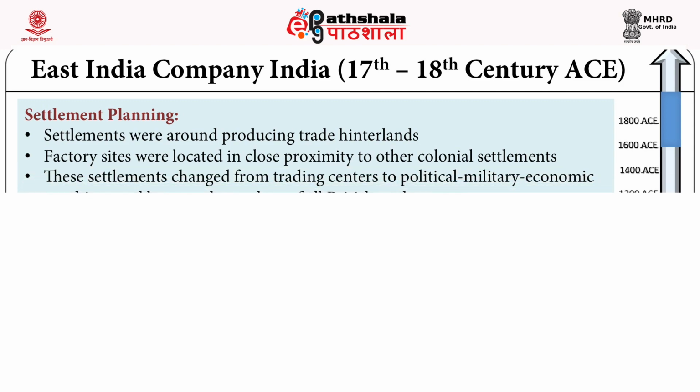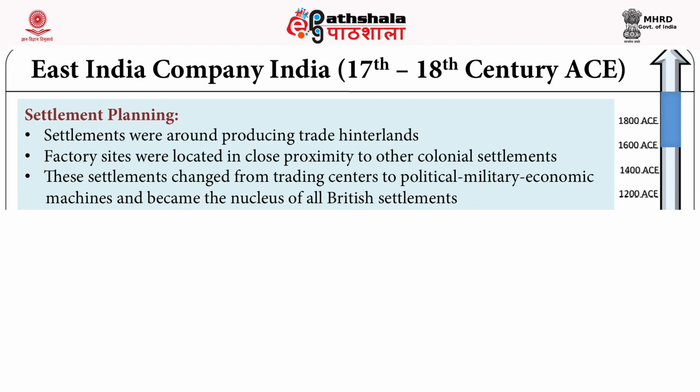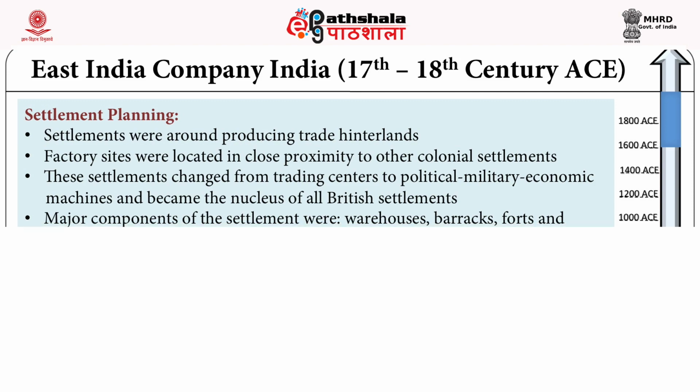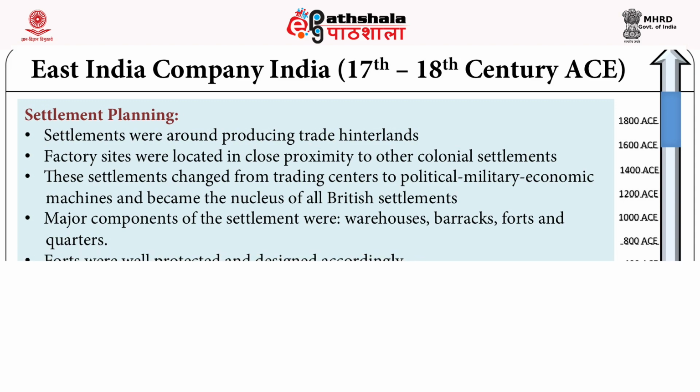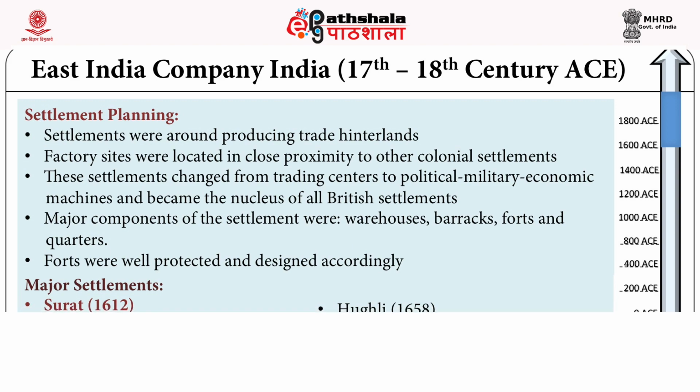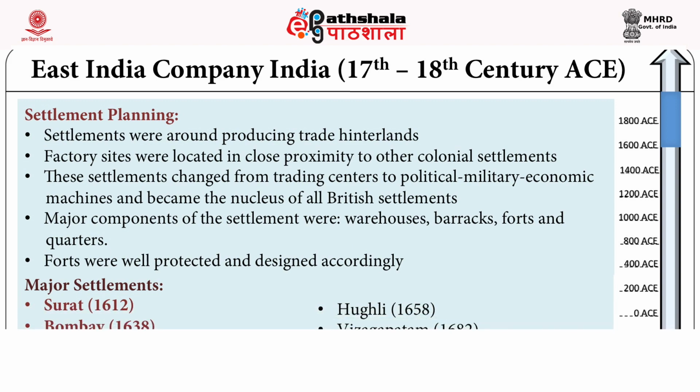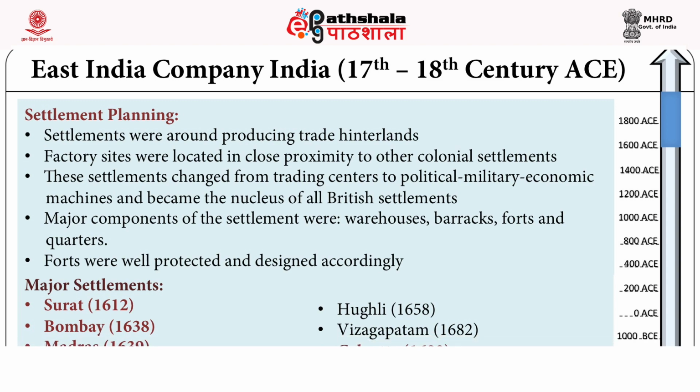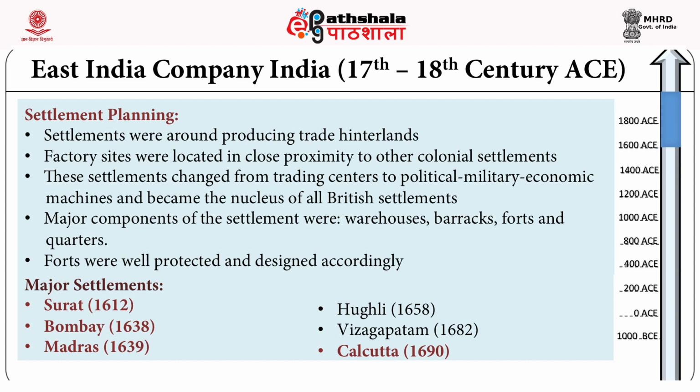The factory sites were located in close proximity to other colonial settlements, and after a period of time, after they had defeated the Dutch and the Portuguese and the other colonizers, the British changed the function of the settlements from trading centers to political, military, economic centers, which became the focus or the most important elements of all British settlements. And thus, the major components of the settlements were the warehouses, the barracks, the forts and the quarters.